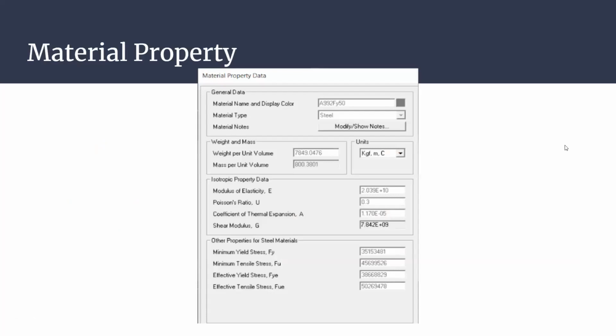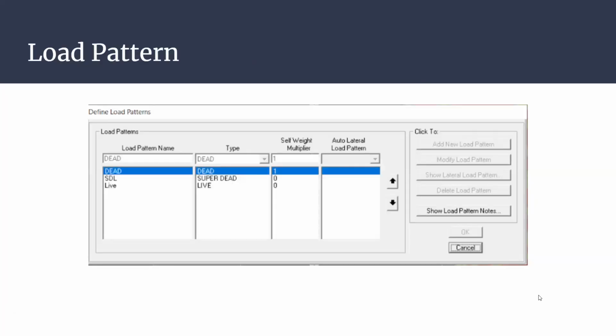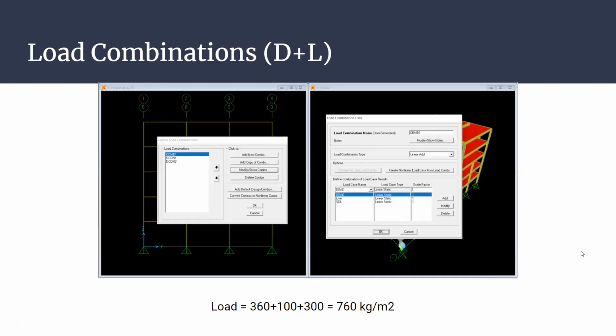This slide is a detail of the steel. This slide is a detail for the column side and beam side. We use the load patterns dead, superimposed dead load, and live load. And for the load combination, it is dead plus live.